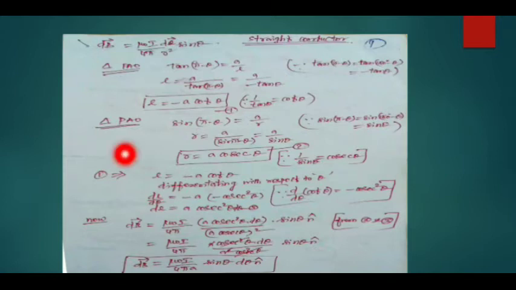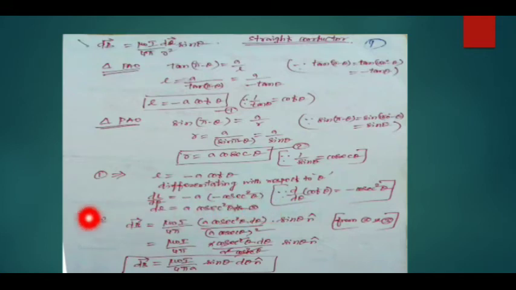Now, from equation number 1, I am taking L which is equal to minus A cot theta, right? So, differentiating with respect to theta, dl by d theta is equal to minus A, the same. Cot theta, if I differentiate, what will come? Minus cosecant square theta. Therefore, dl is equal to A cosecant square theta d theta. That is equation number 3.